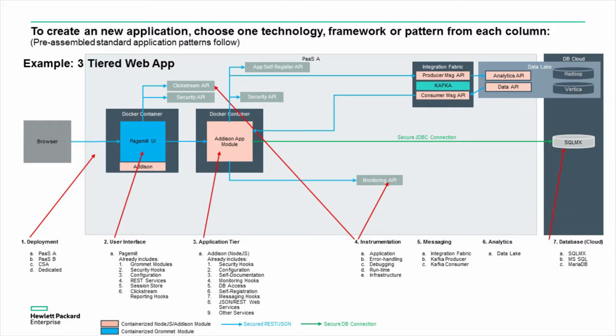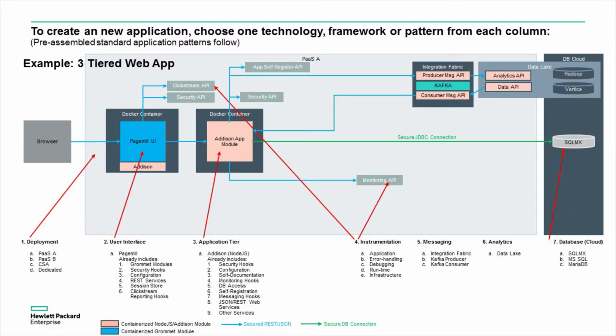Starting with column 2, from left to right, we see the UX UI tier and the application or middle tier. Apps and services running in these tiers will be represented by symbols called out in the legend found at the bottom of the standard template page.